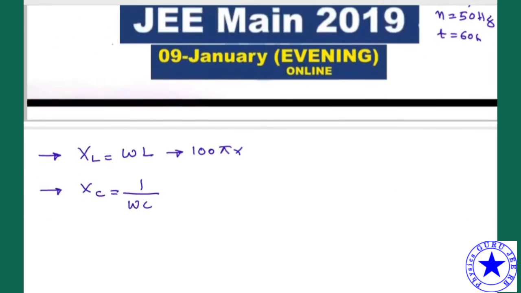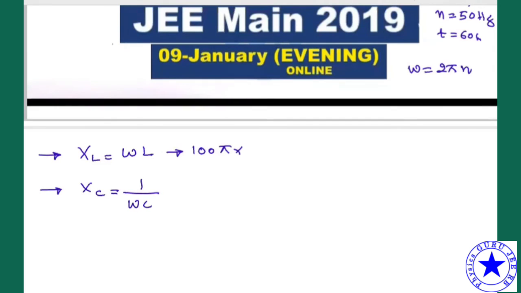Let me substitute here. Omega is 100 pi. How am I getting 100 pi? Omega is equal to 2 pi into N, but frequency is given as 50, so I substitute 100 pi radian per second. Is it clear? So XL is 100 pi into L, already given, 20 into 10 to the power of minus 3. If I substitute here, I get 2 pi ohms.